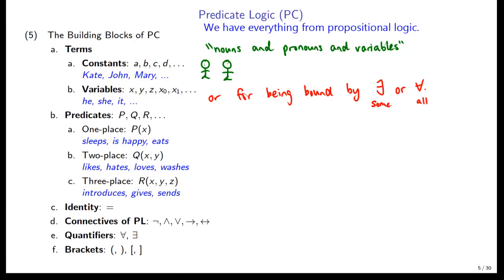Predicates. These are our verbs. These could also be adjectives or prepositions. They might even be nouns in some cases. So really, when I say nouns up here, I should say proper nouns. The predicates are verbs, adjectives, prepositions, nouns, anything that's a set.